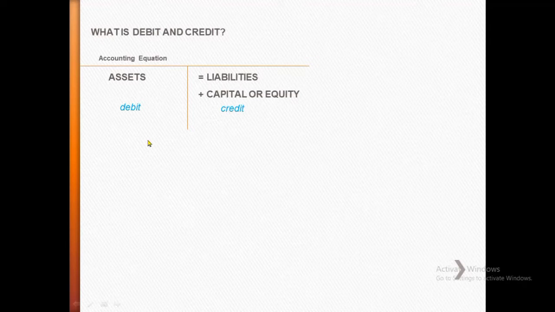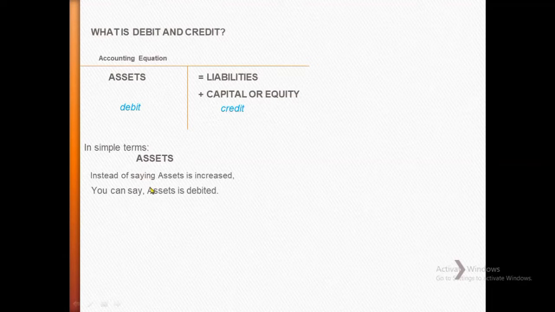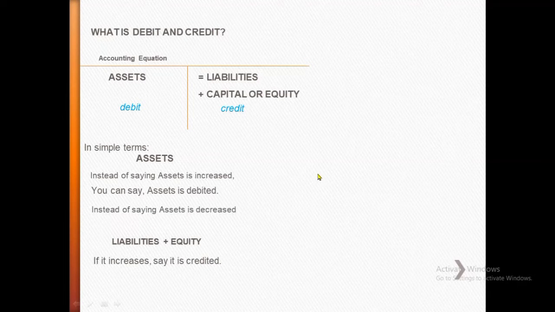In the past video, I told you that assets, liabilities, and equity can increase or decrease. But instead of saying the assets increased, we say the assets are debited. And of course, instead of saying the liabilities and the capital increased, we say that they are credited. So these assignments, debit for assets and credit for liabilities and capital, are substitutes for the word increase. And in the opposite, instead of saying the assets decreased, we can say that the assets are credited. And if the liabilities and equity decrease, we can say they are debited.